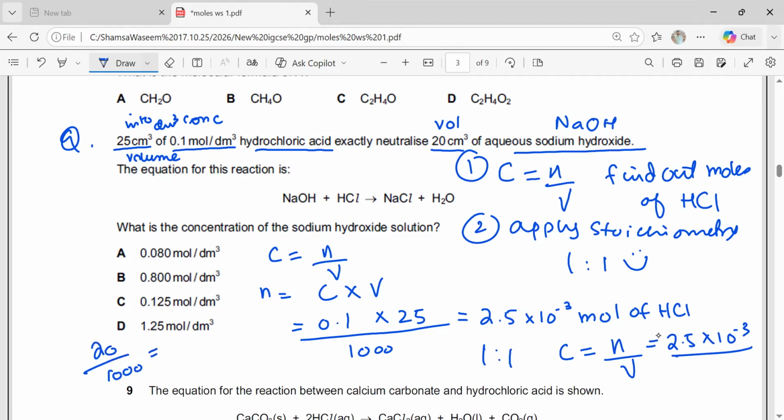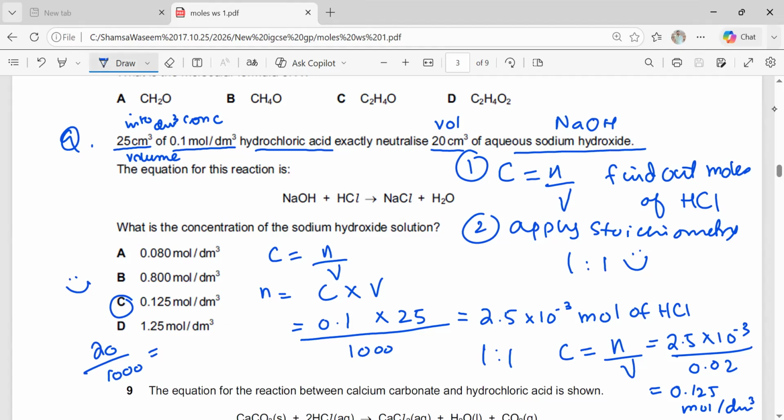Because we are keeping volume in decimeter cube, right? So 20 divided by 1,000 will be 0.02 decimeter cube. So the answer is 0.125 mole per decimeter cube. So it's going to be C. Is that clear? Ambreen and Tuba, did you also understand? Yes. Okay.